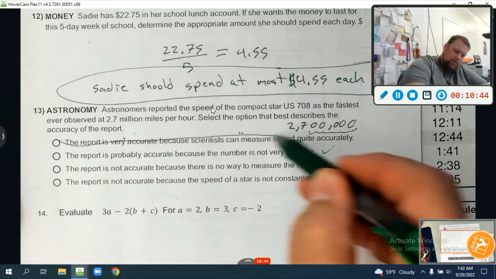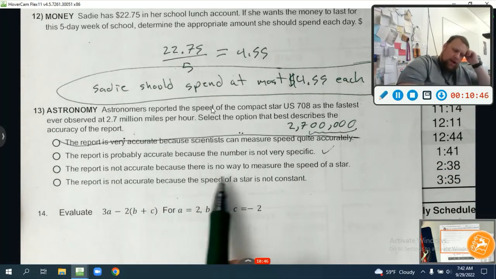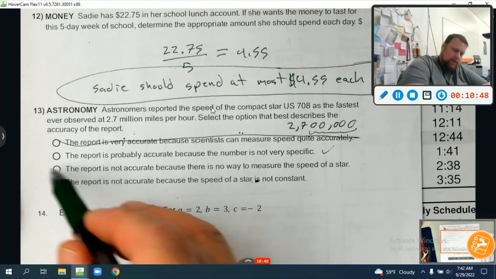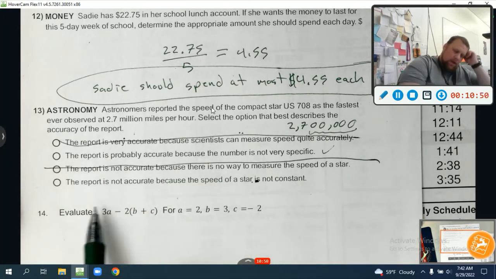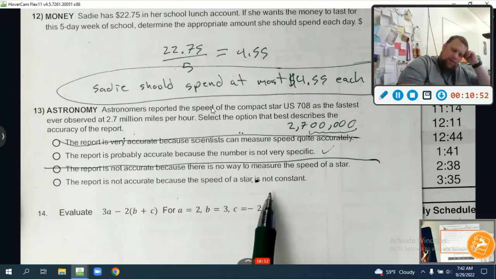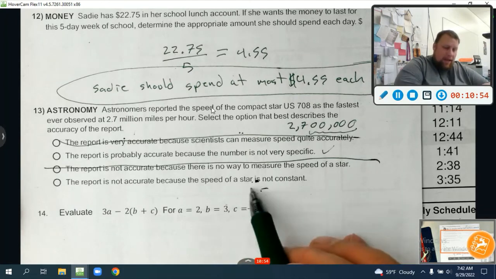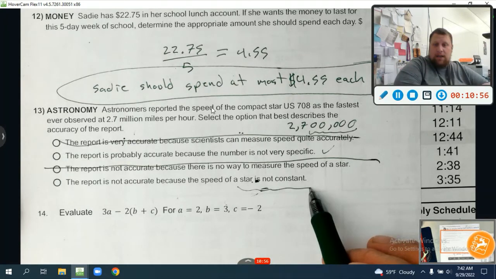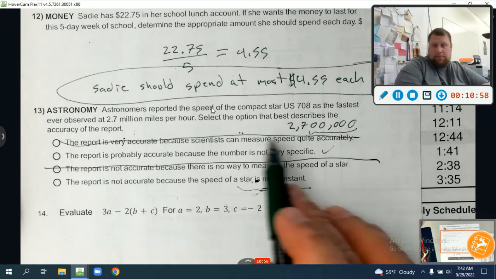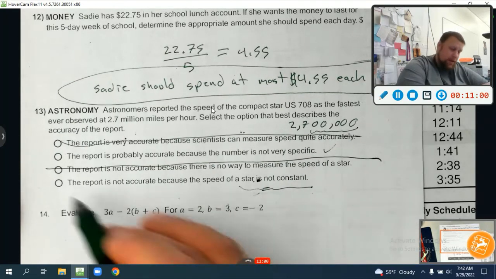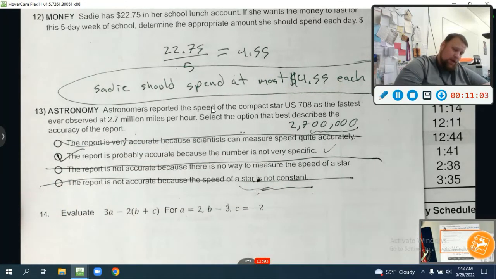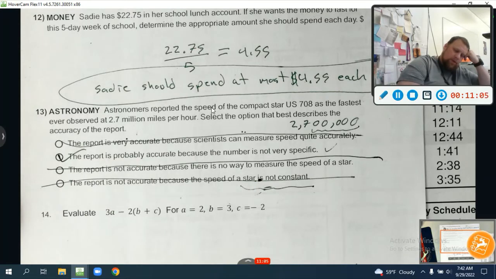I know it's not this one. The report is not accurate because there's no way to measure the speed of a star. That's not true. They can measure the speed of a star. The report is not accurate because the speed of the star is not constant. Well, that's true, it's not constant. That doesn't mean this isn't accurate because that's probably a pretty good average of the speed. So again, I would say right here. The report is probably accurate because the number is not very specific.